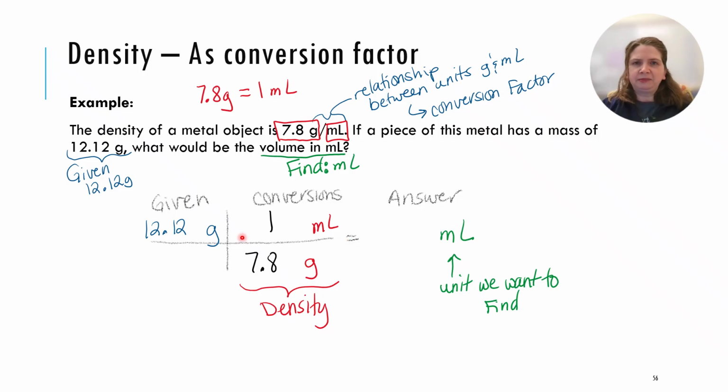With the numbers in place, our setup is 12.12 grams times 1 milliliter divided by 7.8 grams. The grams cancel, milliliters remain. This confirms that the setup is correct before doing any math. Lastly, calculate and round. The calculator says 1.5538 milliliters. Density has two significant figures, so we report our answer as 1.6 milliliters.